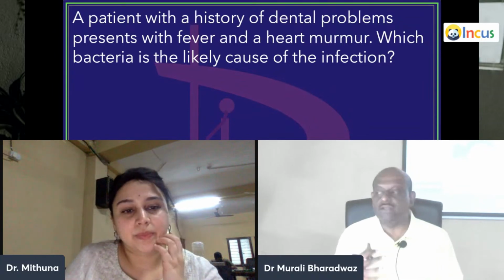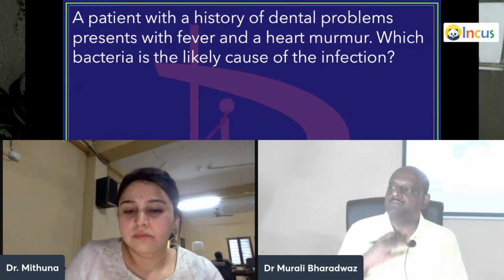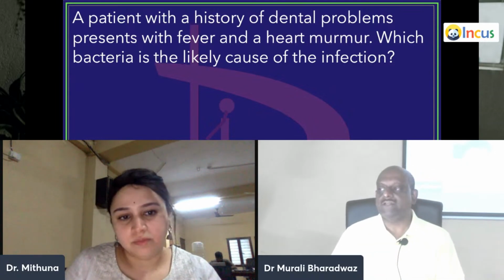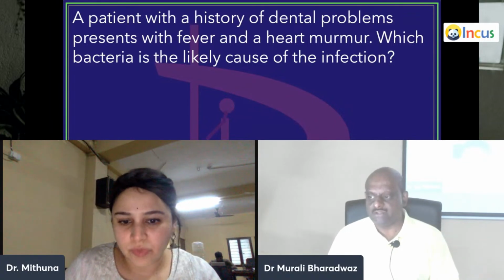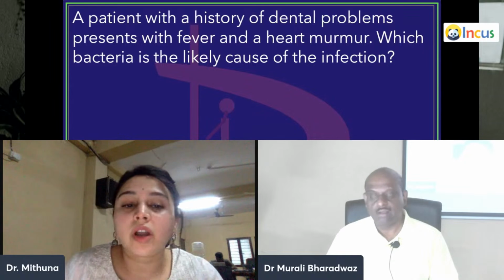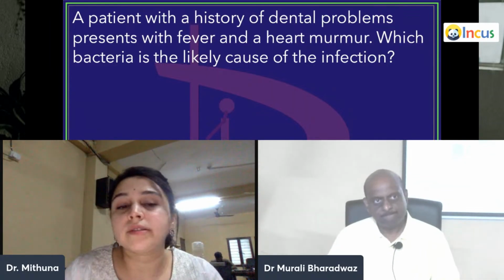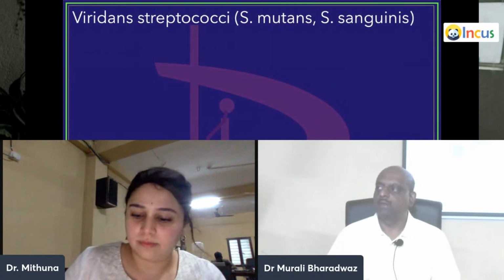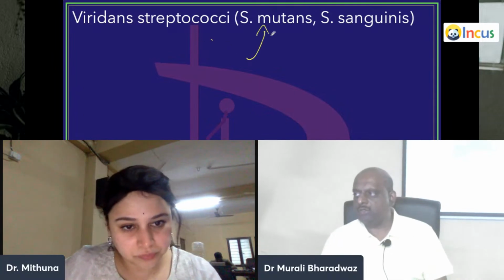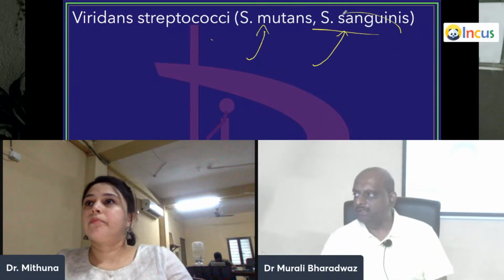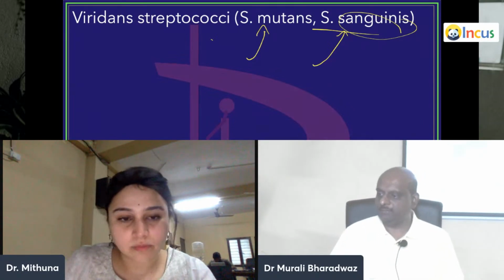A patient with a history of dental problems presents with fever, heart murmur. Which bacteria most likely lead to this kind of infective endocarditis? So it is Streptococci, sir, the viridans form of it, Streptococcus mutans and Streptococcus sanguinis. So, viridans streptococci includes Streptococcus mutans and sanguinis, which are responsible in this given clinical scenario.